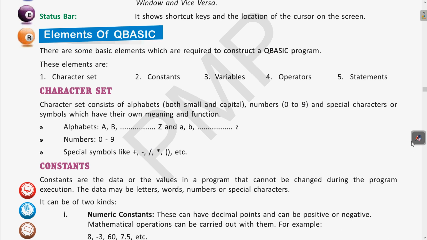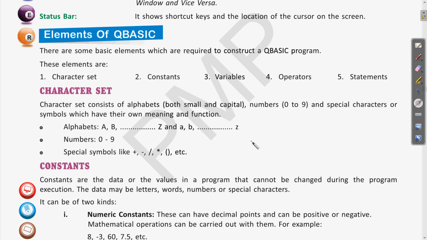Earlier we saw what the elements of QBasic are, and we went through the character set. The character set is all the combination of the different alphabets, the numbers, and some special symbols like plus, minus, star, clear. And the alphabets can be the capital A to Z and the small a to z, clear. So all this is part of the character set.